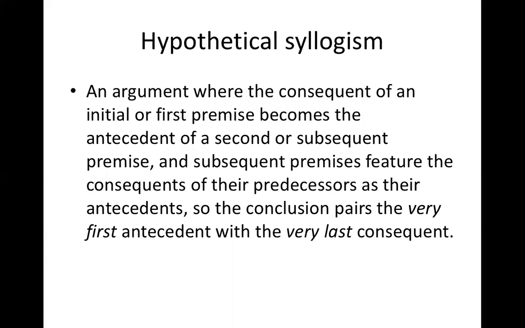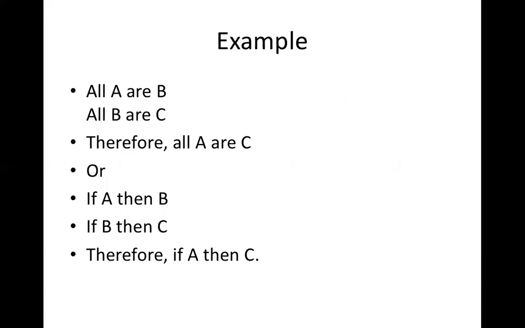Okay, let's look at the definition again. An argument where the consequent of an initial or first premise becomes the antecedent of a second or subsequent premise. And then the subsequent premises feature the consequence of their predecessors as their antecedents. Then the conclusion pairs the very first antecedent with the very last consequent. So now this particular example, you can stretch it from A to Z. You can say all A are B, all B are C, all C are D, all D are E, all E are F, and so on down to Z. Then the conclusion will be therefore all A are Z. So that's how a hypothetical syllogism works.